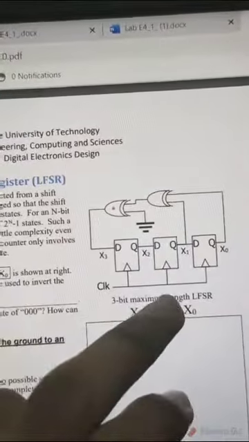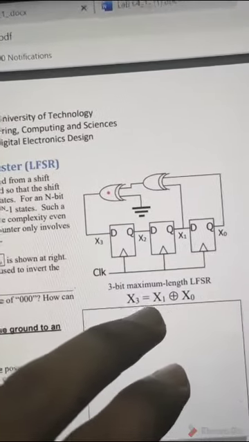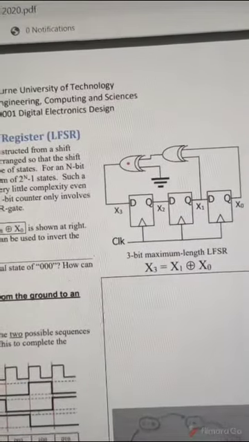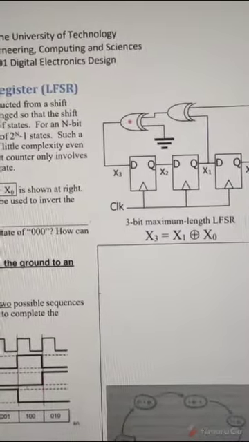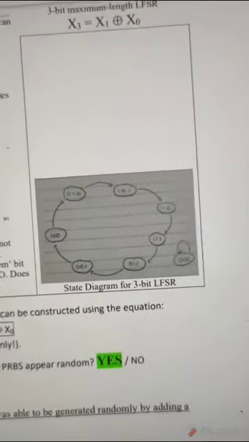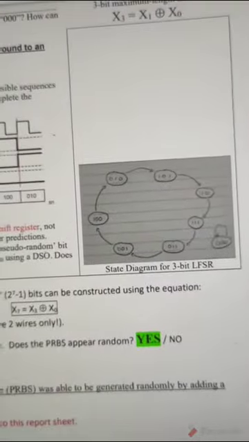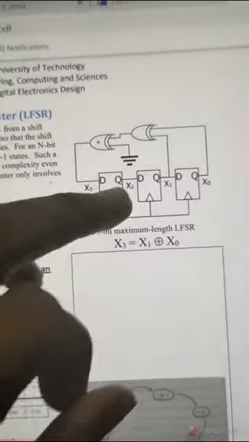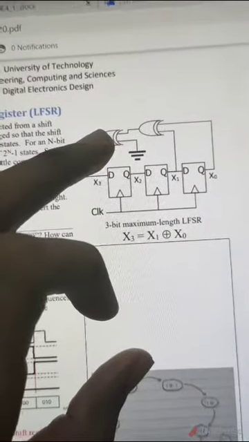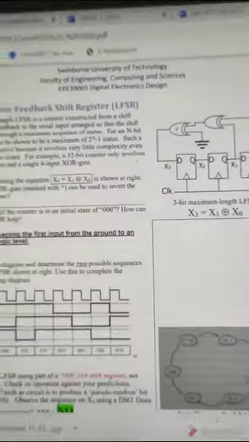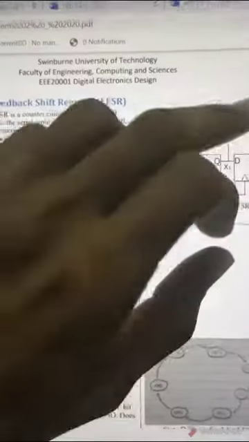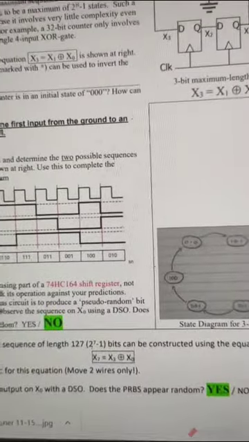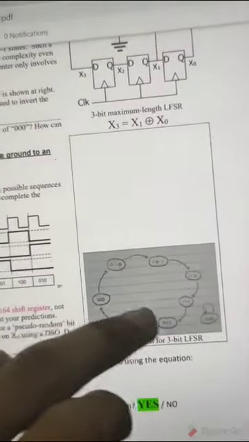So if we build this circuit where x3 is equal to x1 XOR x0, then we are supposed to be getting a loop of 0, 0, 0. In order to remove that loop, what we need to do is connect this XOR gate to a high logic level. That means we need to connect it to a switch and then input 1 instead of 0. Then we're supposed to get 7 steps.